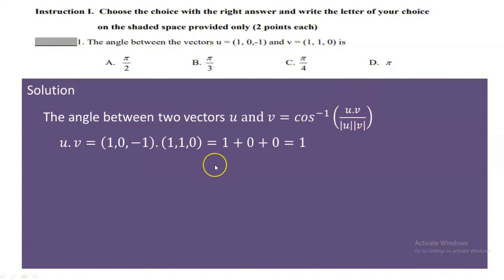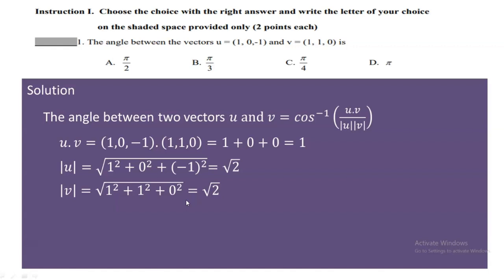As you see, the dot product is now determined, so the numerator is known, and we need to determine the denominator. The norm of u is calculated as the square root of the sum of the squares of the components. Here 1 squared, 0 squared, and minus 1 squared must be considered, so this makes radical 2. Similarly, the norm of v is the square root of 1 squared plus 1 squared plus 0 squared, which is again radical 2.